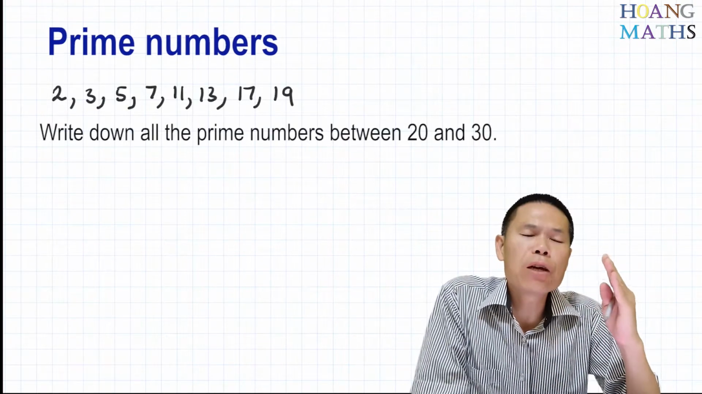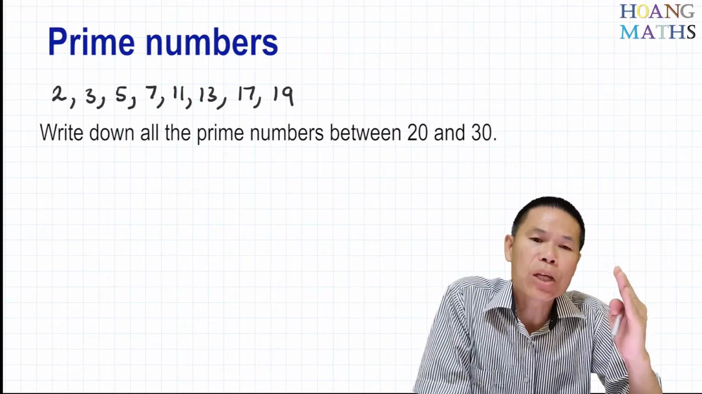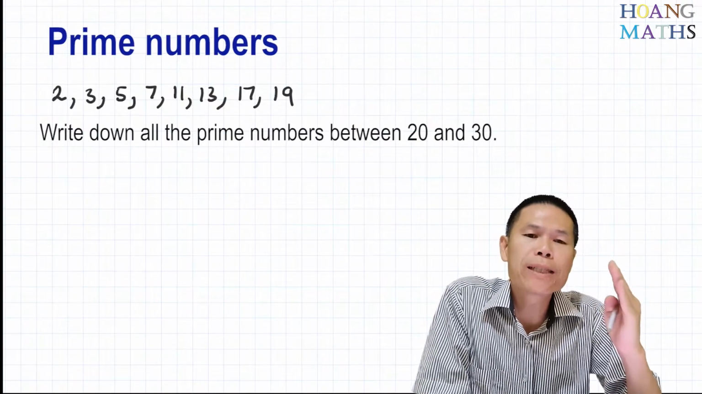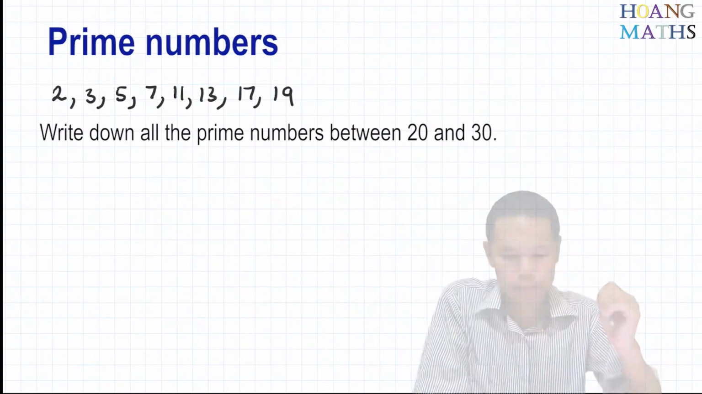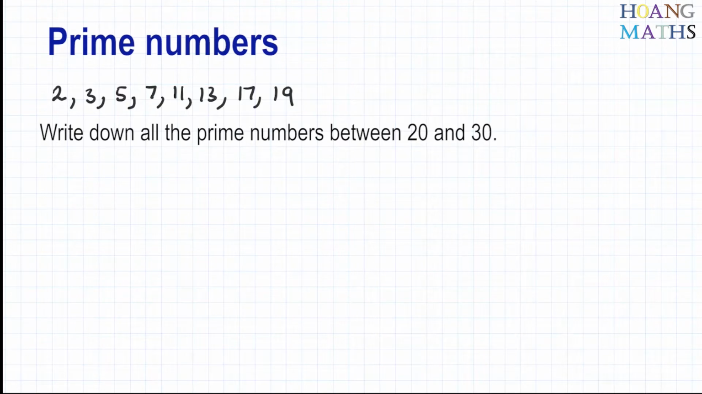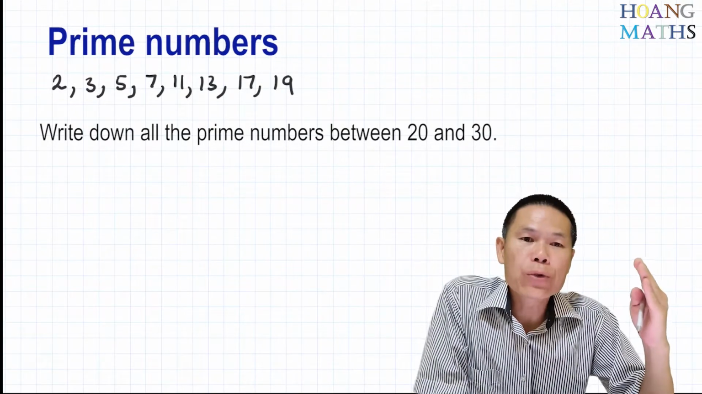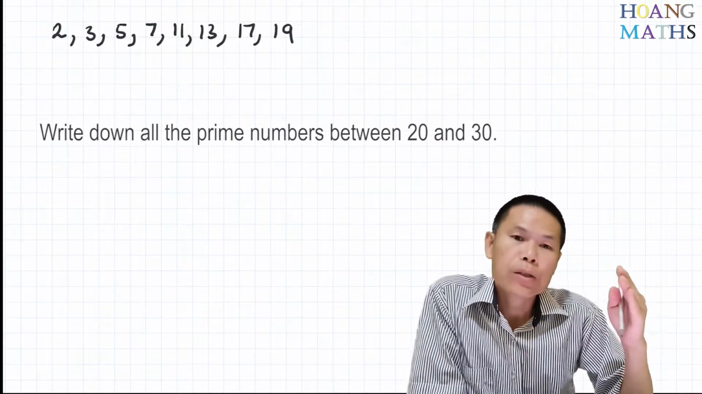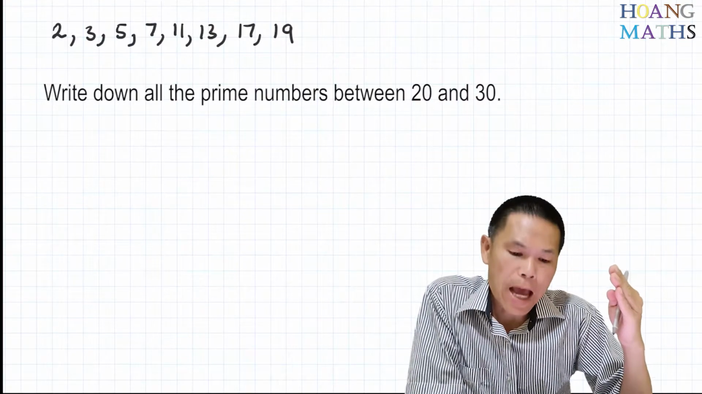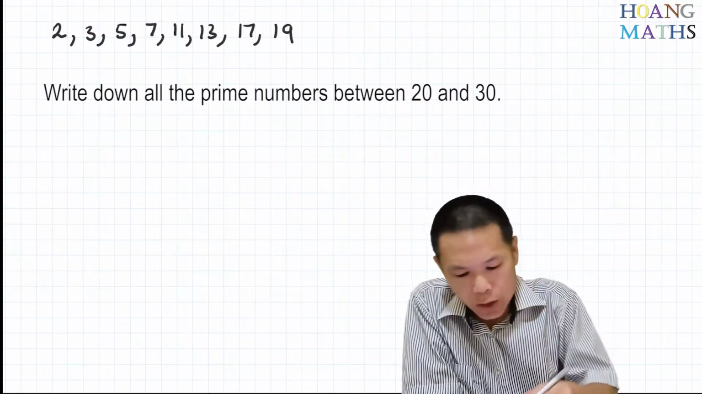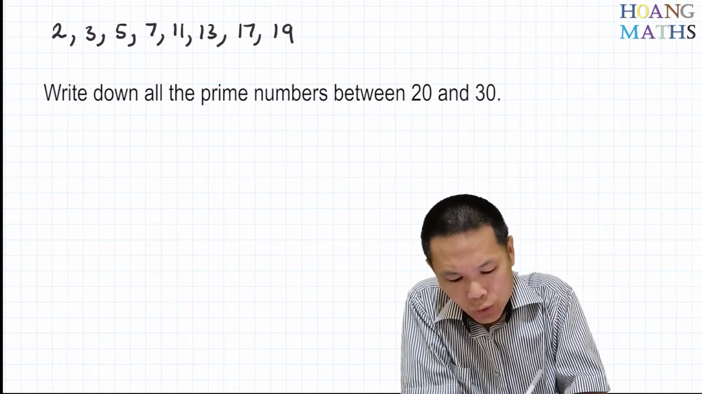Please pause the video and write down the numbers that are prime between 20 and 30. Right, let's go through it together. So the prime number after 19 will be 23.